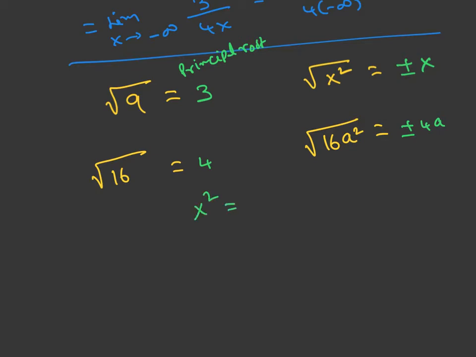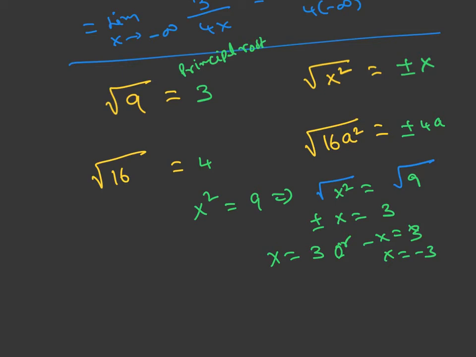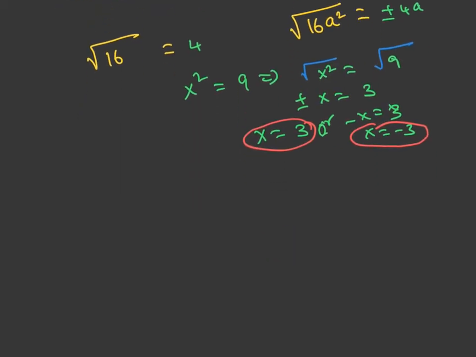At the same time, if you have x squared equals 9, if you take square root on both sides, I get square root of x squared equals square root of 9. This is actually plus or minus x equals 3. That means positive x equals 3 or negative x equals 3, which means x equals negative 3. So in an equation, if a variable is involved, then yes, we do take plus or minus. That's not because square root of 9 is plus or minus 3. It's because square root of x squared is plus or minus x.